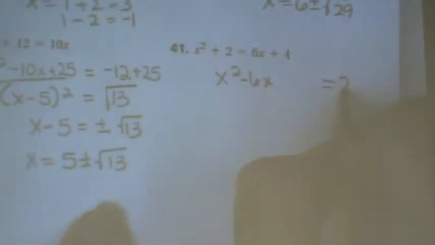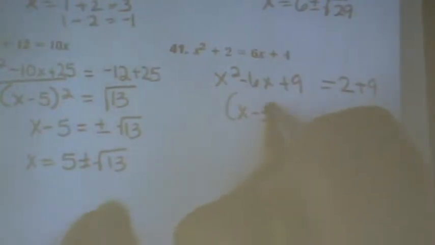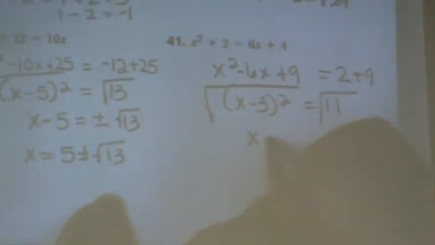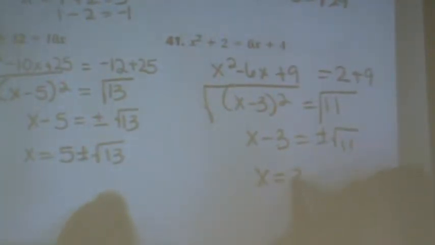And 41, we have to subtract 6x and subtract 2. So you get 4 minus 2 is 2. Half of this squared is 9. Factor. Add. Square root. X minus 3 is plus or minus root 11, and add 3.